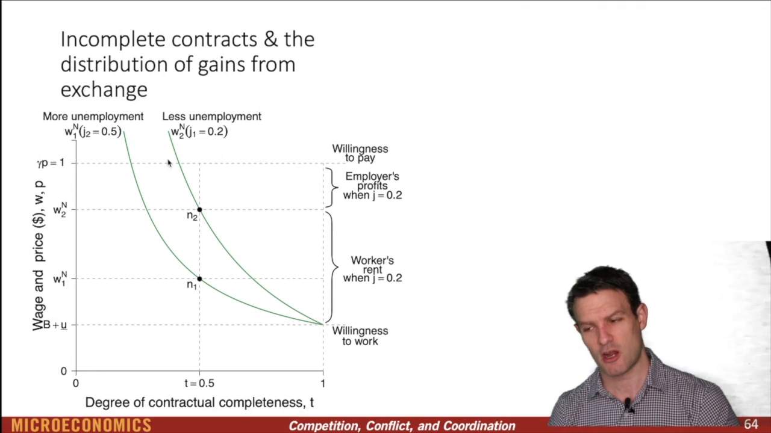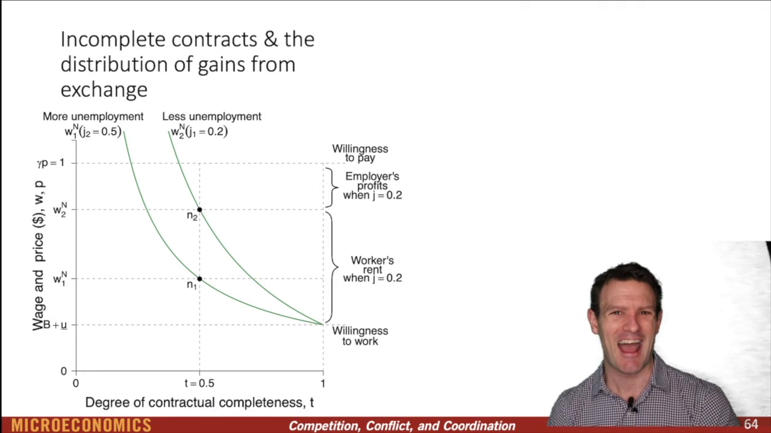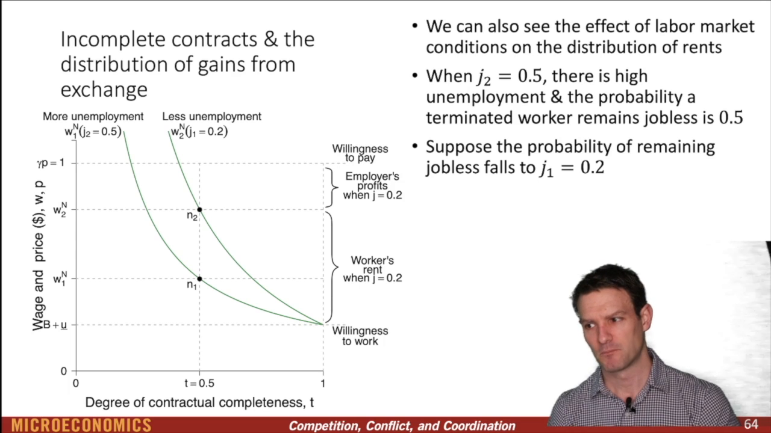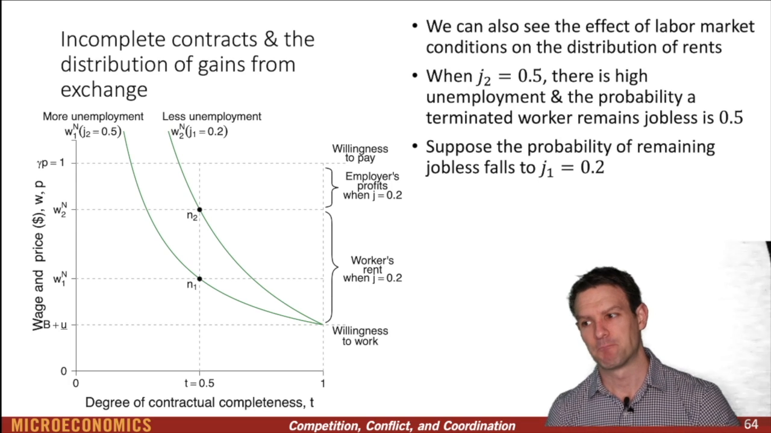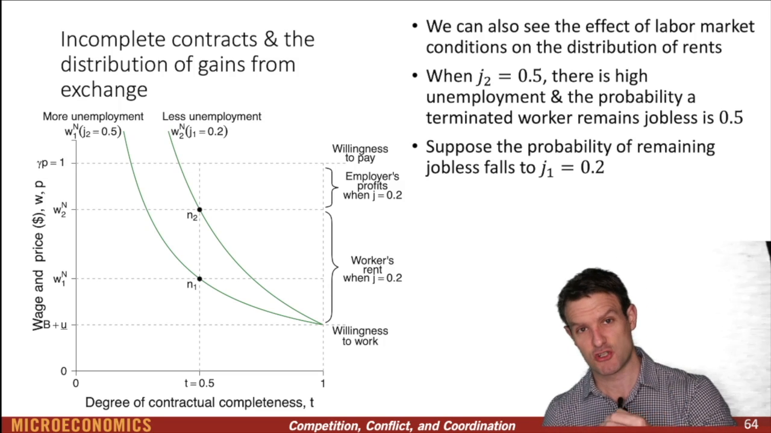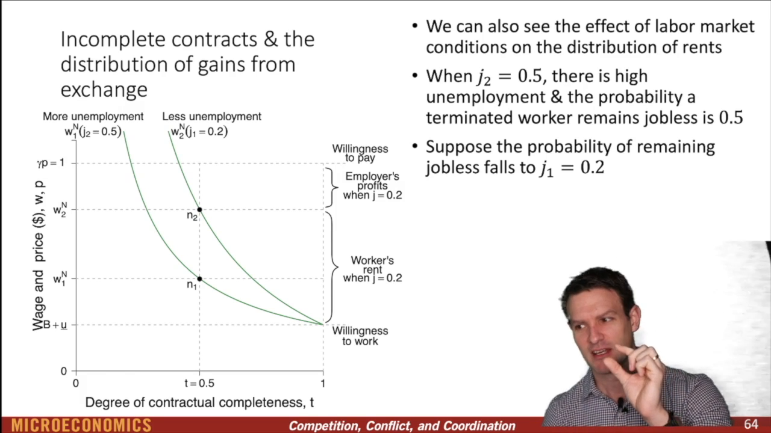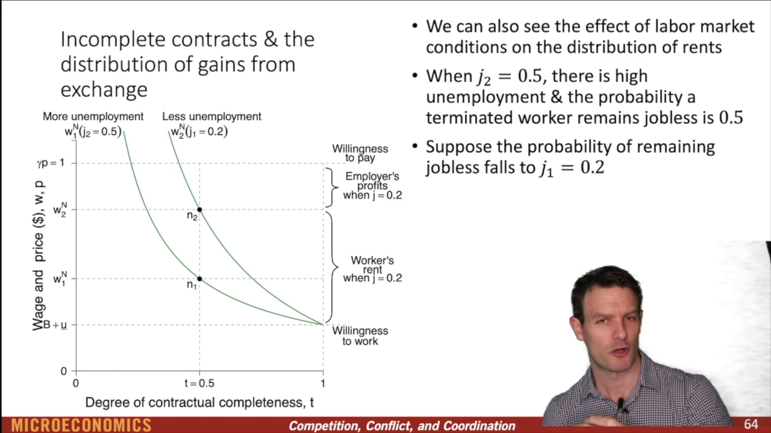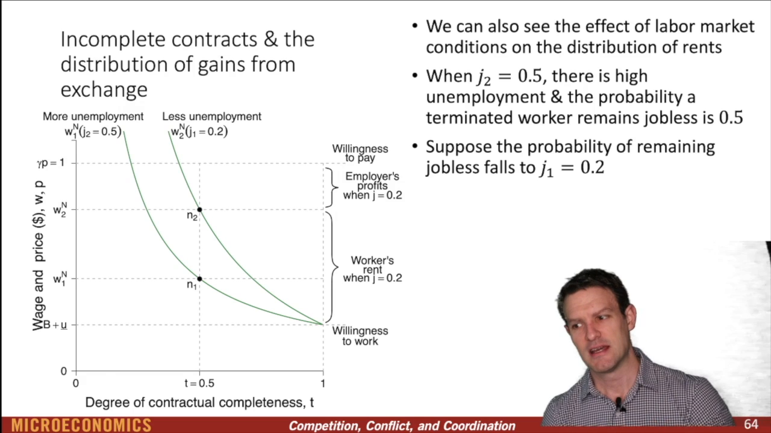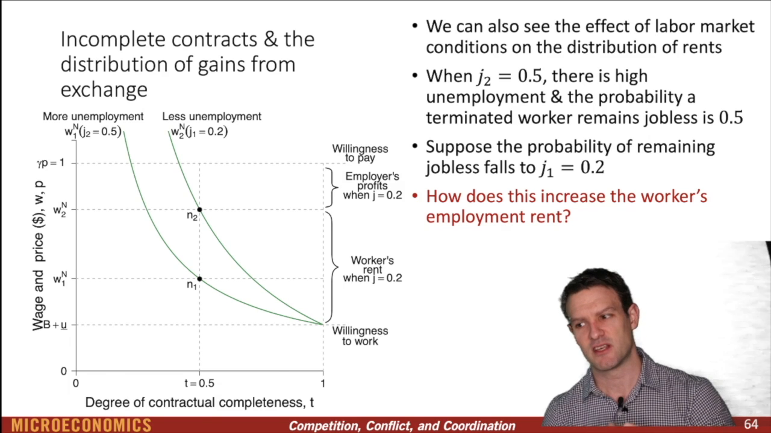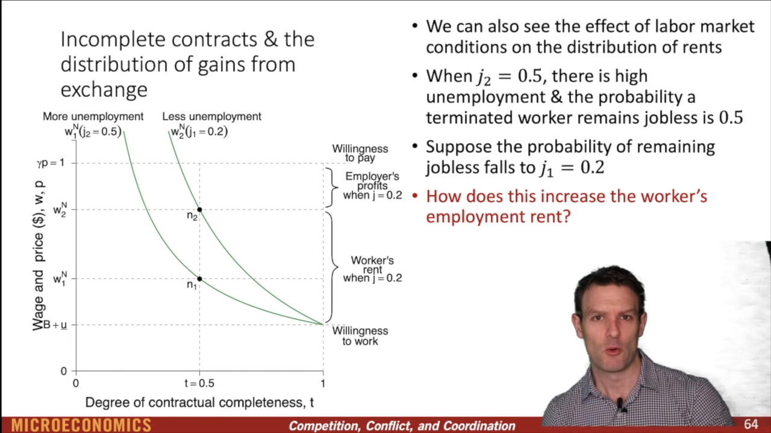What does that do to the share of the rents for you as a worker? You get a higher share of the rents for a given degree of contractual incompleteness. So, just to summarize that, the labor market conditions are going to affect the distribution of rents. When J, the rate of joblessness, is equal to 0.5, there is high unemployment and the probability a terminated worker is rehired is only 50%. Now, if the probability of remaining jobless was 0.2, that's 20%, then what that does is it increases the worker's employment rent. Why is it doing that?